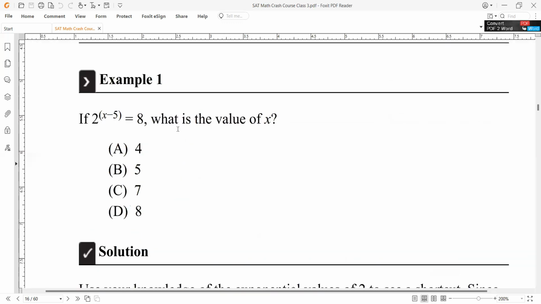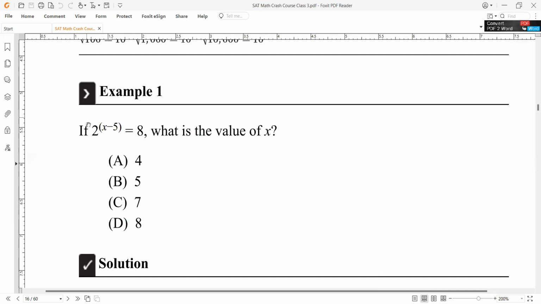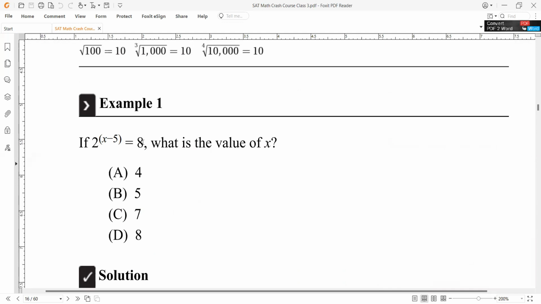If 2 to the power x minus 5 equals 8, what is the value of x? Okay, how to solve this problem? Give me an idea.